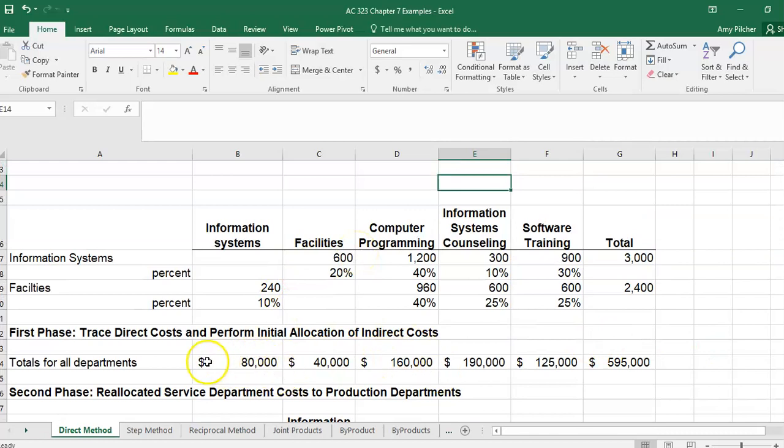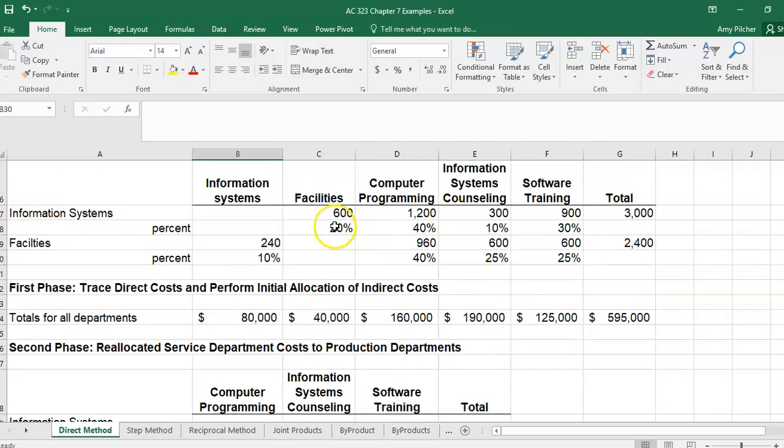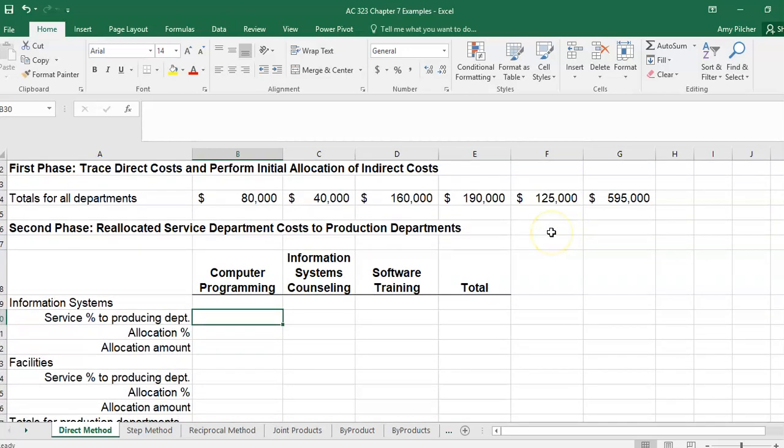So now that we have the percentage used by each department, we can calculate our indirect costs. We can look at how much our allocation is for the information systems and facilities costs to our three production departments: computer programming, information systems counseling, and software training. So we have the service percentage used in each department. So for information systems, we have up here 40%, 10%, and 30%.